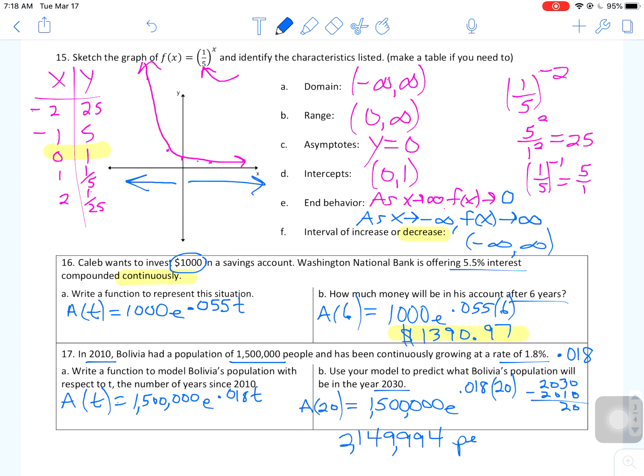2,149,994 people. And since we were talking about people, I just rounded to the nearest whole number, since we're not going to talk about 0.3 of a person.